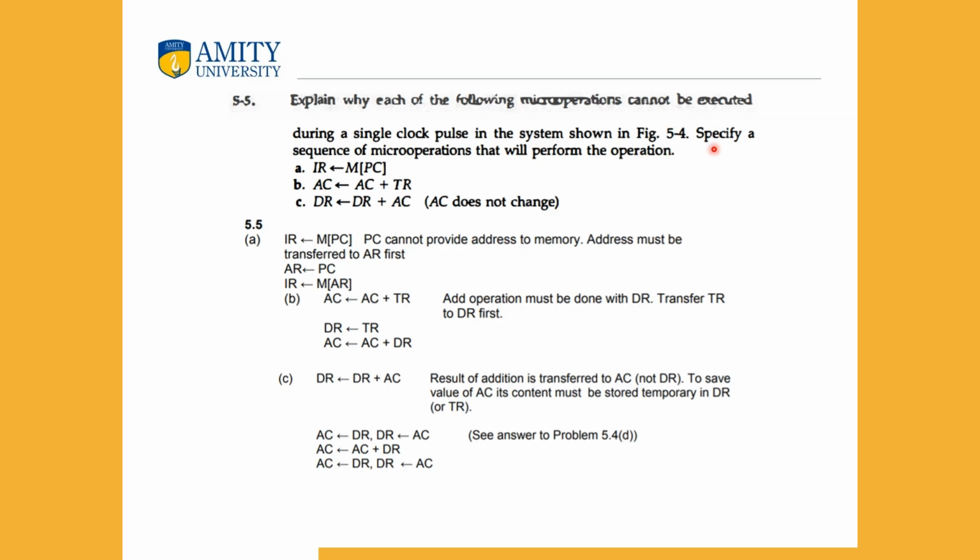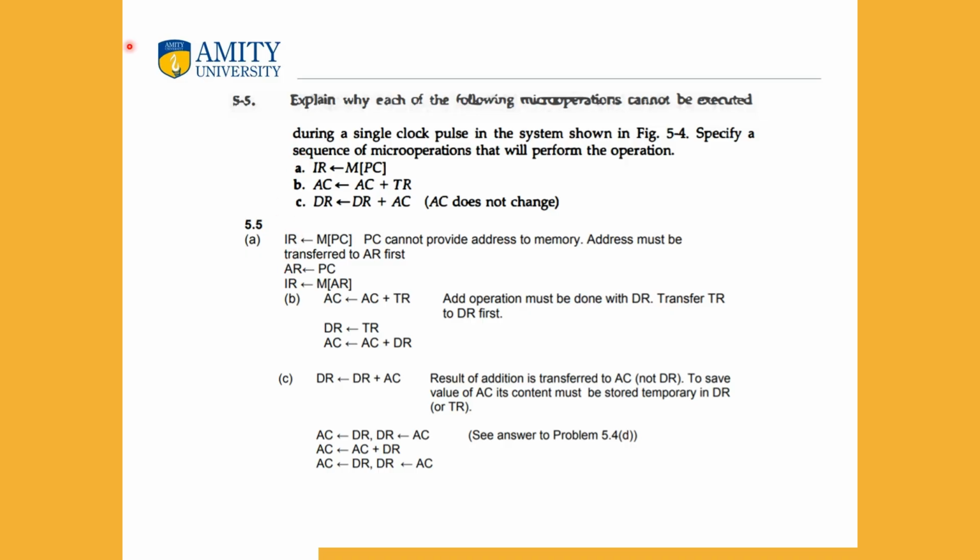The next question says explain why each of the following microprograms cannot be executed during a single clock pulse in the system shown. So specify the sequence of memory operations that will perform the operation as follows. Okay, so part A states that the data at the memory address of PC is copied from there and stored to the IR.